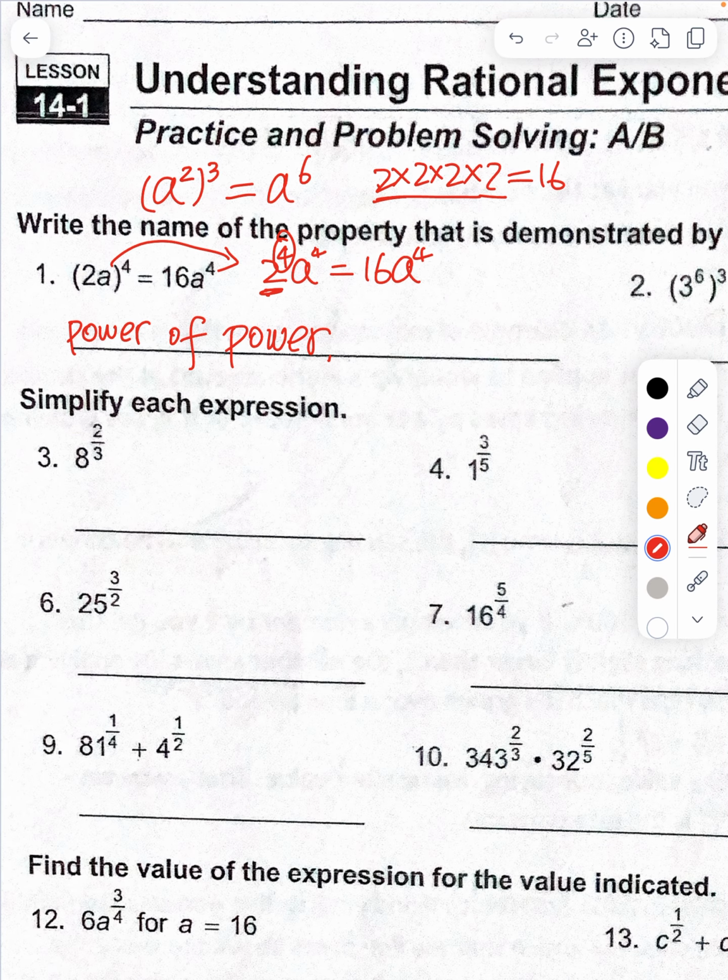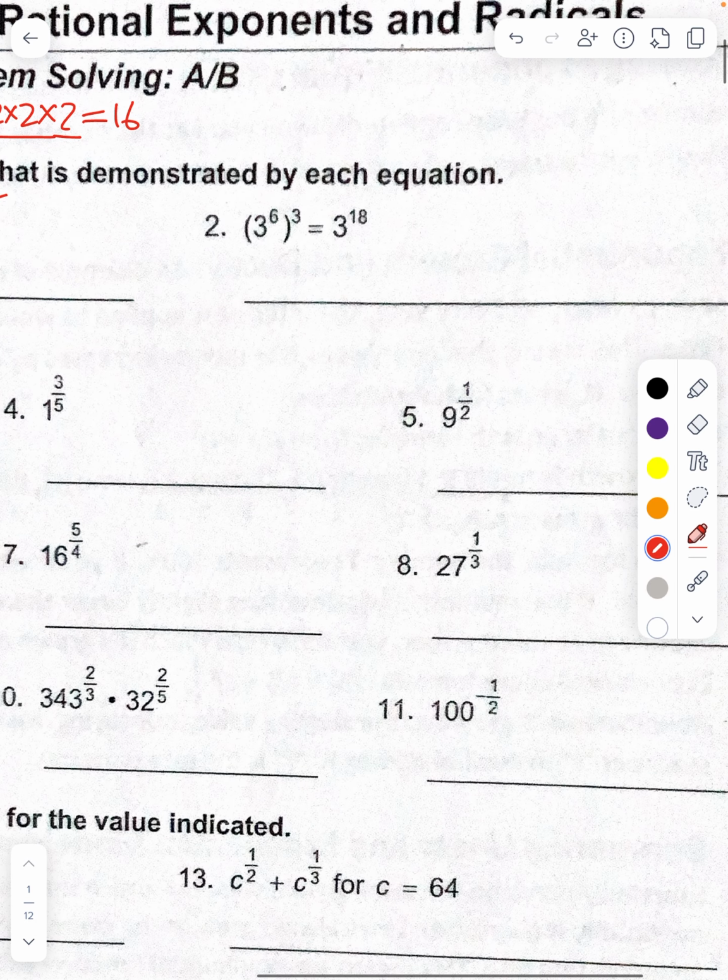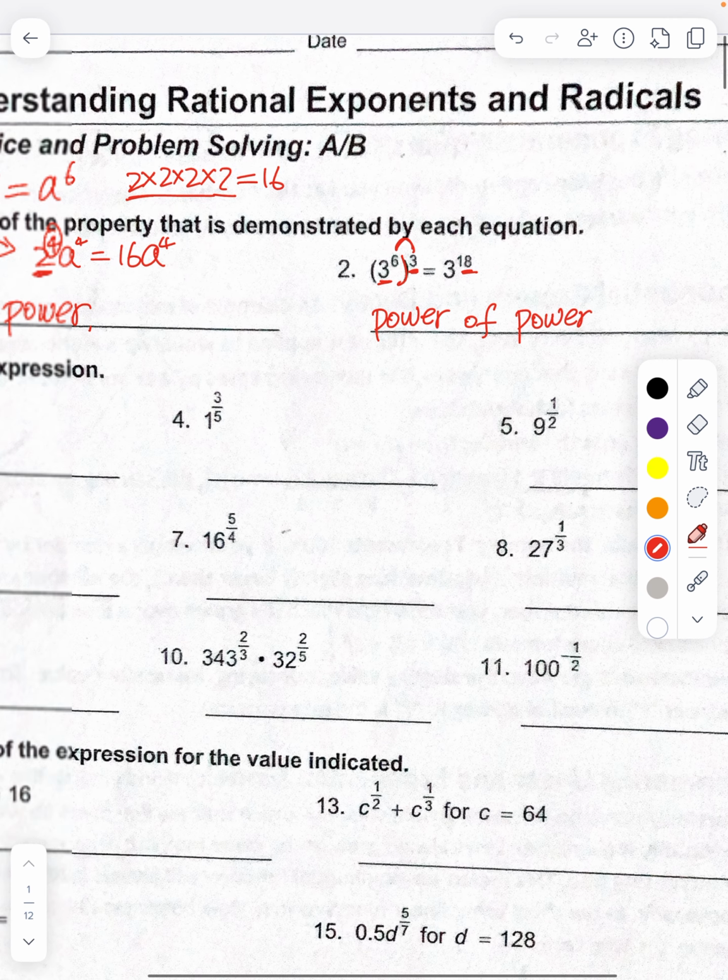Okay, power of power. The second, the same thing. Power of power. 3 raised to the power of 6, and then parentheses power 3. Right? So we just multiply 3 and 6. We got 18. So power of power.